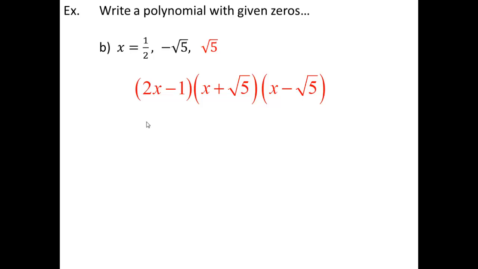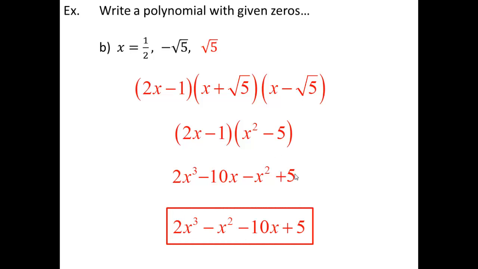Now let's multiply through. We will start with the conjugate pair. So if I have x plus root 5 times x minus root 5, I have, once again, a conjugate pair, so I'll just go straight to the difference of squares, x squared minus root 5 squared, which itself is 5, and then I'll finish foiling it out, one piece at a time, and we have our answer.